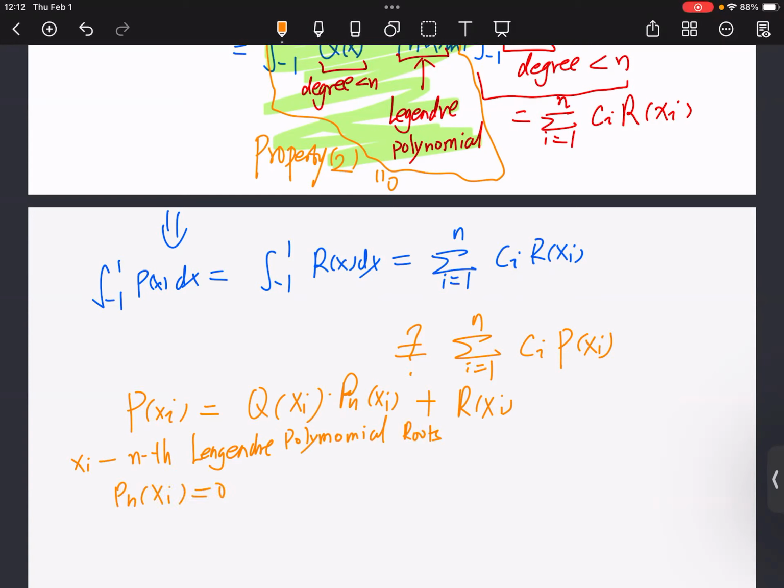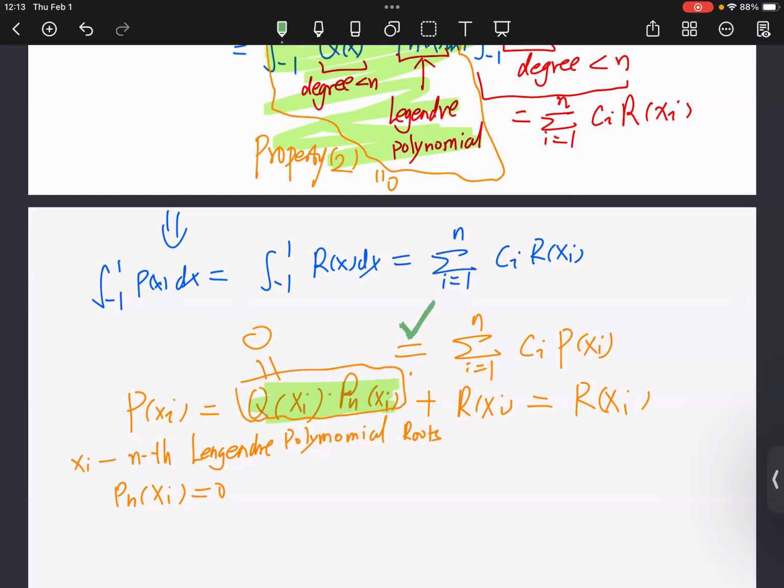Does it make sense? Because we generate the Gaussian quadrature nodal points in this way. They are the roots of the Legendre polynomial, so the Legendre polynomial evaluated at x_i equals 0, and this means that this part equals 0. And because this one equals 0, we have P(x_i) equals R(x_i). And now we finish the proof. We can say, okay, we do have such an equal sign here.